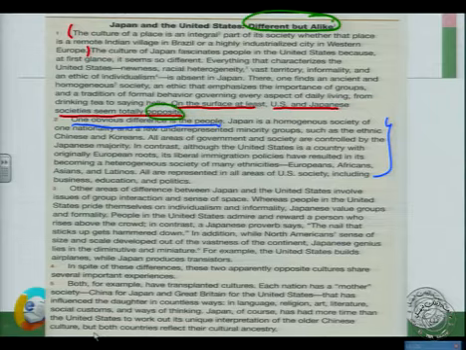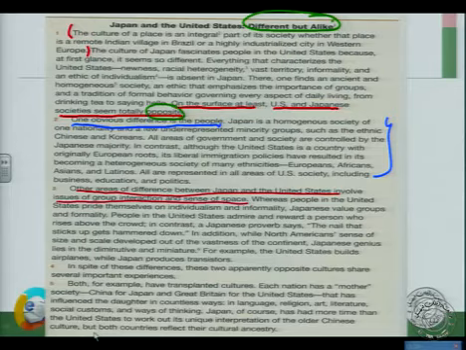Let's go to body paragraph number 3. Other areas of difference between Japan and the United States involve issues of group interaction and sense of space. Notice now that another difference is mentioned here in the topic sentence of the second body paragraph. The rest are examples supporting the topic sentence. Notice the third paragraph now.